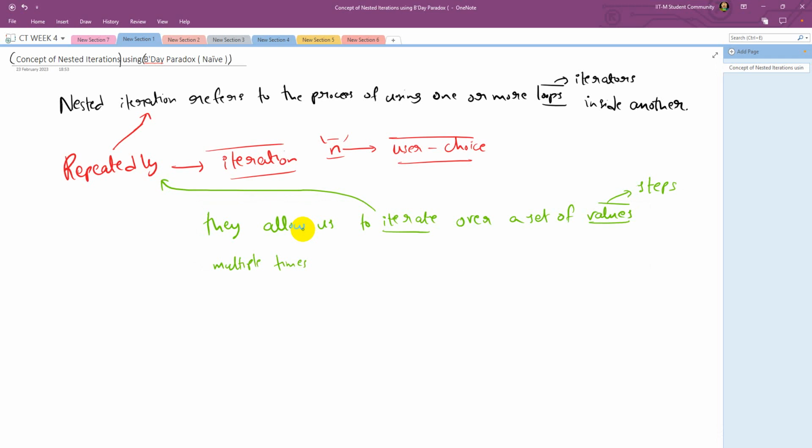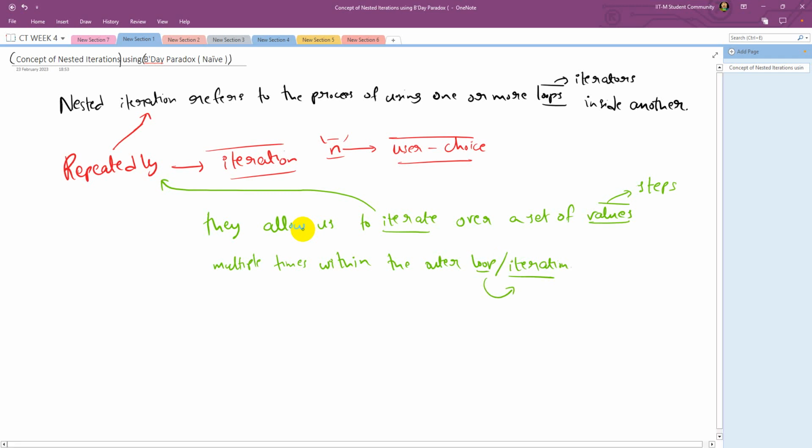Multiple times within the outer loop, within the outer iteration also. Please don't get confused, guys. Both loop and iteration are the same. You need not get confused here. Both of these mean the same. Loop and iteration mean the same. And nested iteration can be used in various tasks.